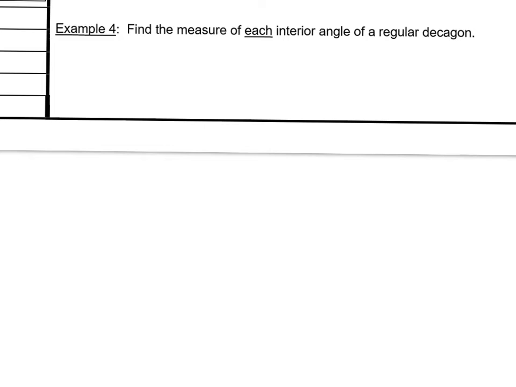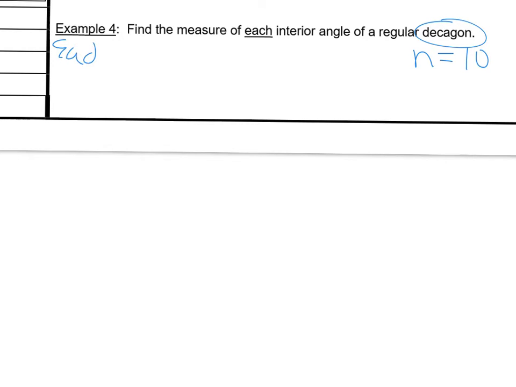Example 4 says, find the measure of each interior angle of a regular decagon. Remember, a decagon has 10 sides. A good way to remember is you're a decade old, you're 10 years old. So a decagon has 10 sides.